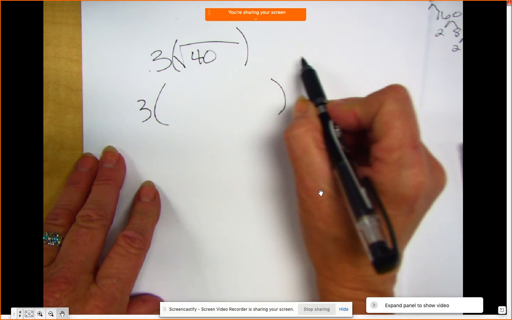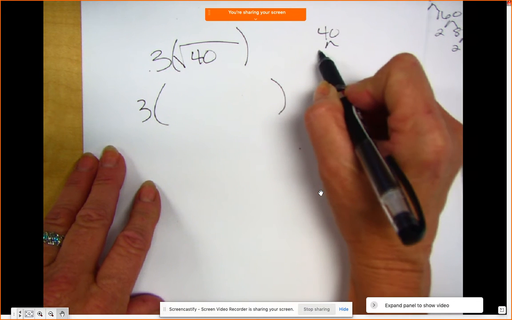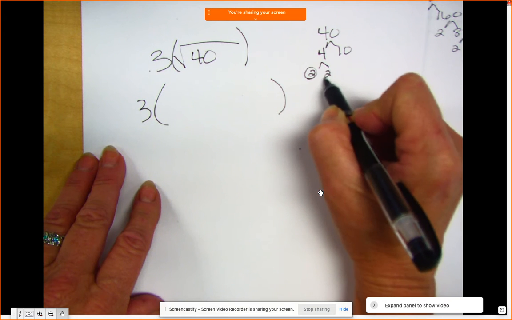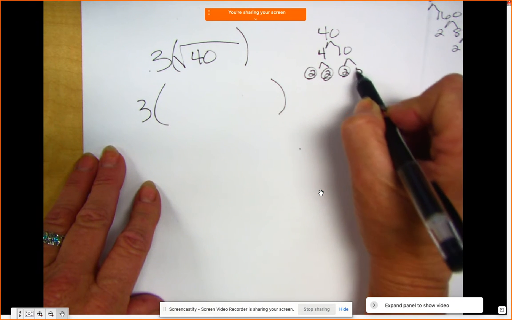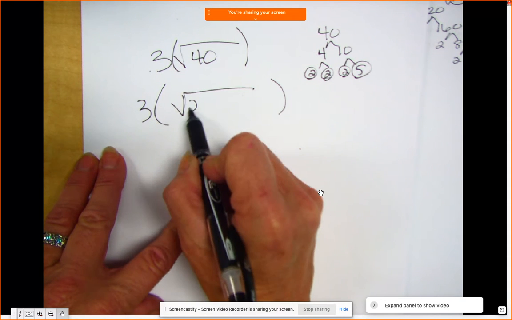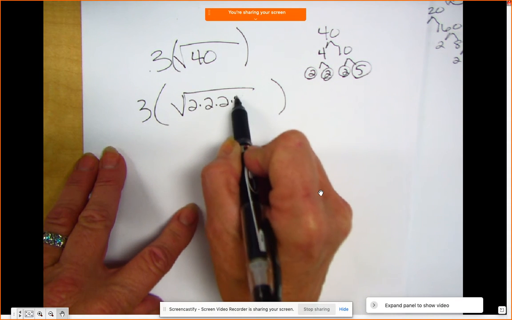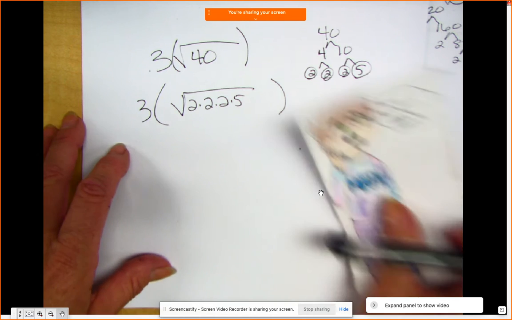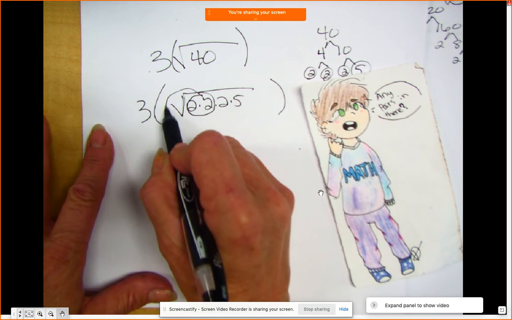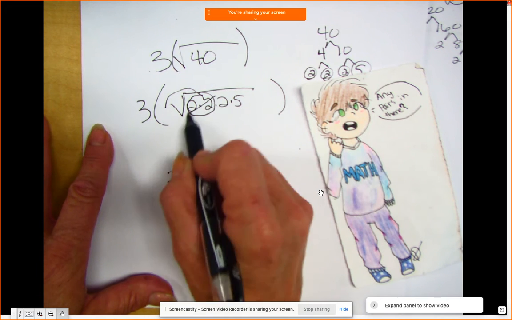Let's prime factor 40. 40 is 4 times 10. 4 is 2 times 2, and 10 is 2 times 5. So I can write this as the square root of 2 times 2 times 2 times 5. Any pairs in there? Yep, I got a pair of 2s. Come on out. Make a set with those.